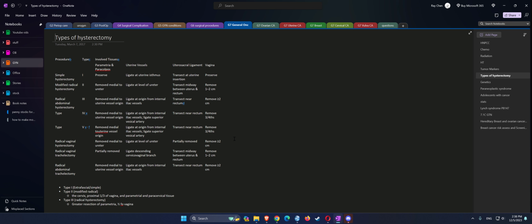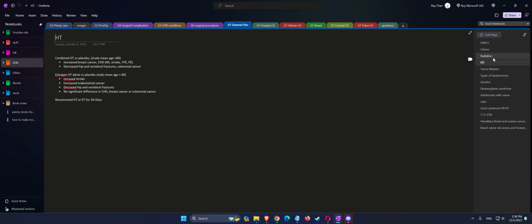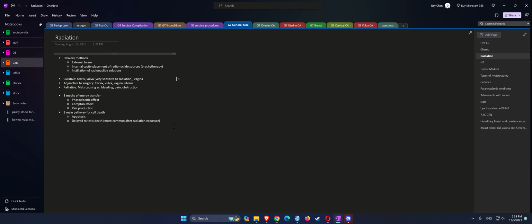Okay. So what would be another name for a simple hysterectomy? I believe that it'd be a hysterectomy type 1, but truthfully, I do not have as much familiarity with this type of grading. Yeah, you're correct. Type 1 or extrafascial.